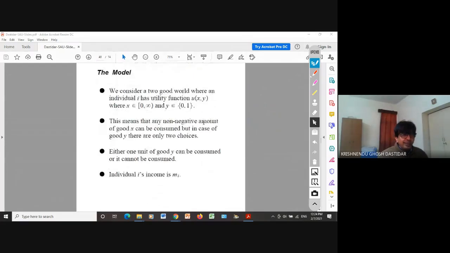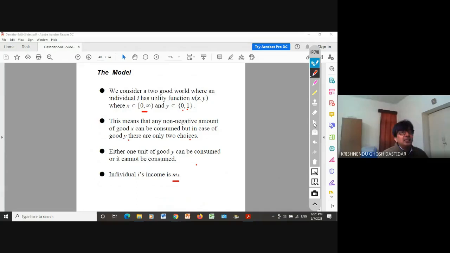So what's our model? We consider a two-good world where an individual I has utility function u(x,y), where x is the divisible good, so you can consume any non-negative amount of x, and y is the indivisible item. So either you don't consume y, which is 0, or 1. So y is a 0-1 thing. Either you buy a house or you don't buy a house, something like that. It's indivisible. So this means that any non-negative amount of good x can be consumed, but in case of good y, there are only two choices. Either it can be consumed or not. Now, the individual's income is MI.